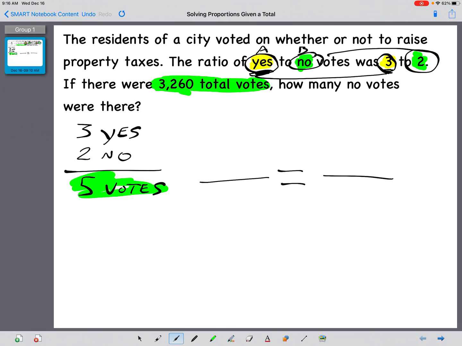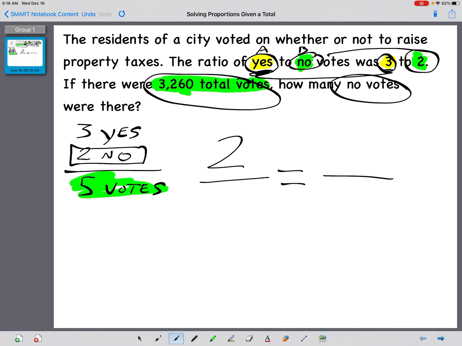So since we're looking for no votes, how many total no votes there are, I'm going to use element B here, 2, for no votes. Okay, and since we're looking at totals, we need the total votes that the 2 comes from, and that's 5. So every 2 out of 5 total votes are no, right? So let this be no, and this is total.